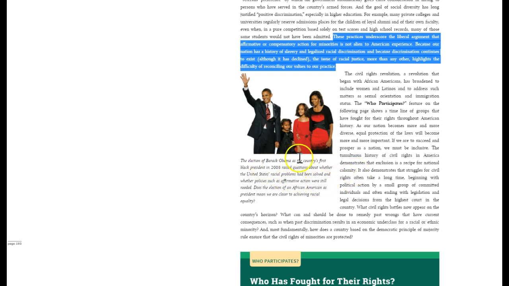The election of Barack Obama as the country's first black president in 2008 raised questions about whether the United States' racial problems have been solved and whether policies such as affirmative actions were still needed.